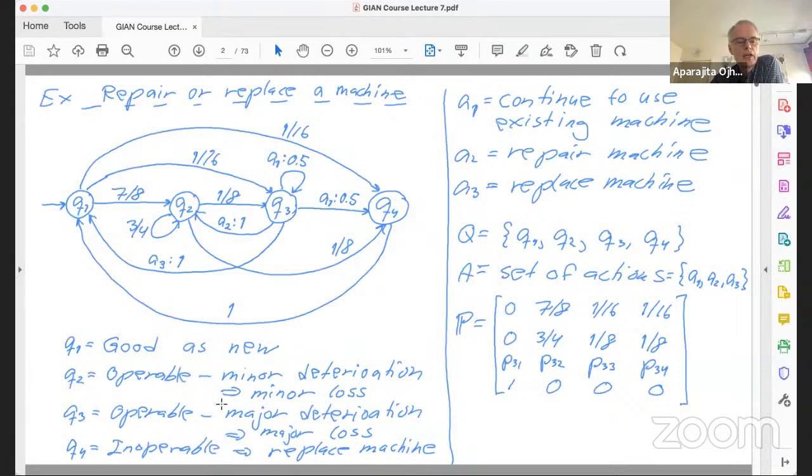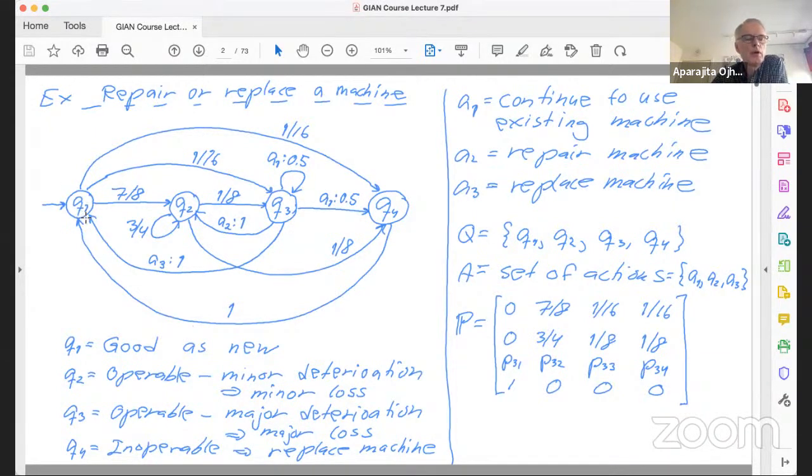And then the third state, then we have major deterioration, major loss of the products produced by this machine, because it started to become quite bad. And then we have the last state where it doesn't work at all, it's inoperable. And in this state, we need to replace the machine. So when we have come to this state, we need to buy a new machine. Is the assumption. And then we go back to state Q1. So in this case, state Q4, there is only one output transition with probability 1, and that is buy a new one. So far, I haven't given any costs of these transitions. That comes later.